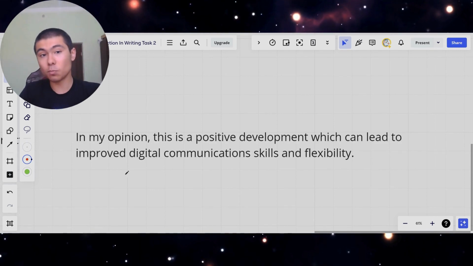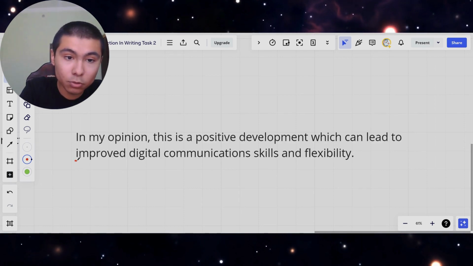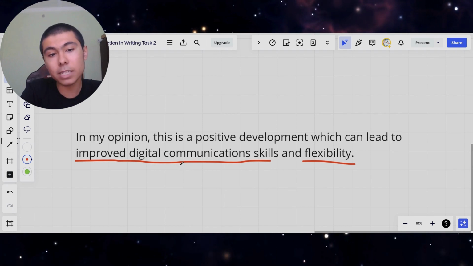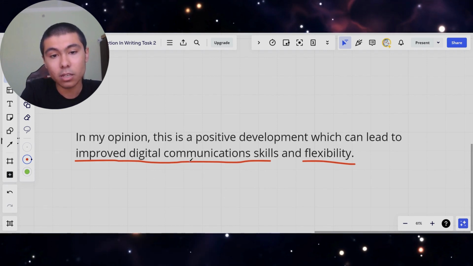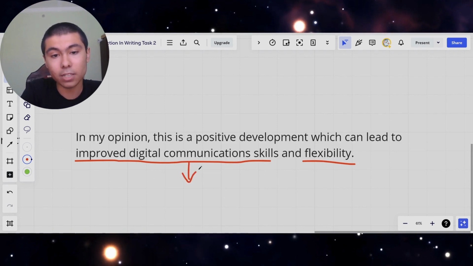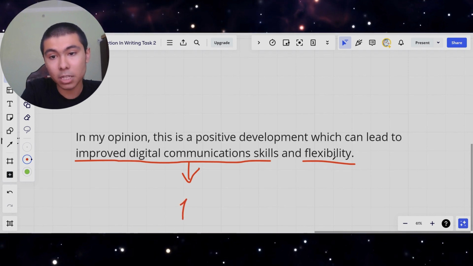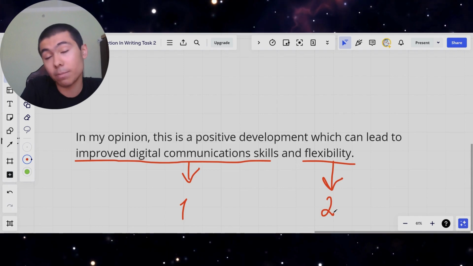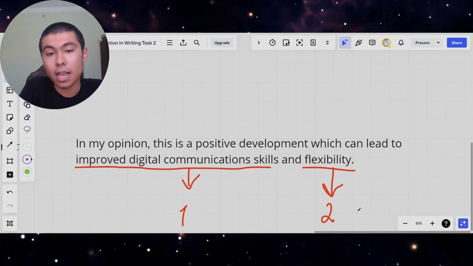I have two points here: improved digital communication skills and flexibility. I will be explaining this point in body paragraph number 1, and I'm going to explain this point in body paragraph number 2.